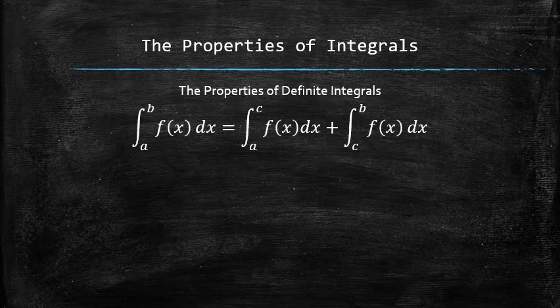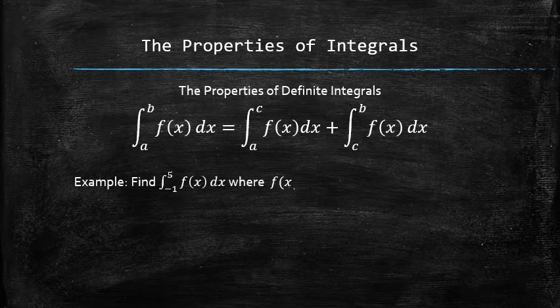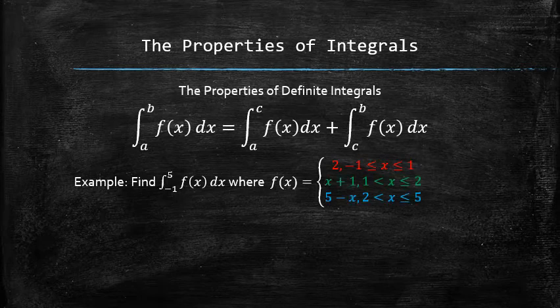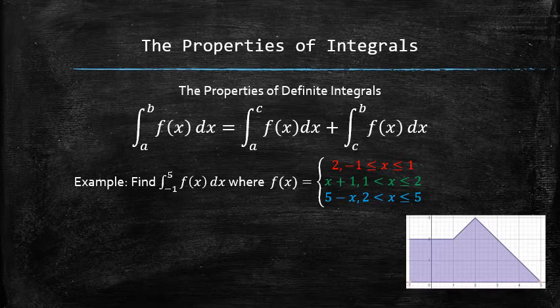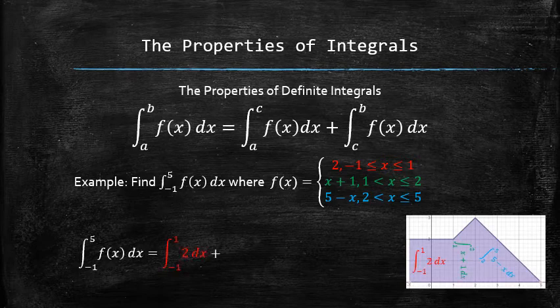To practice the second property, let's find the definite integral of the following function again. Recall that previously we have found the same integral by simply computing the area under the graph. According to the property, we can split the integral into 3 integrals according to its piecewise definition. And then we can compute each one separately.